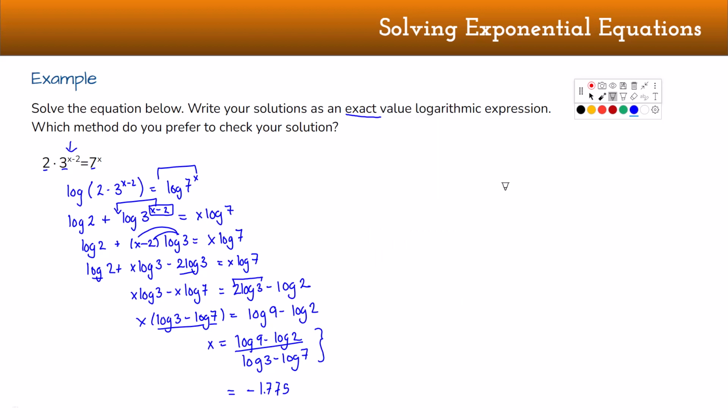1.775. Now, in some cases, it may be just a matter of time, and quickly determining whether a solution works by graphing might be the better option. If it's a quick, easy substitution, however, I probably would go with that. So again, this is my exact value, and yeah, it works.